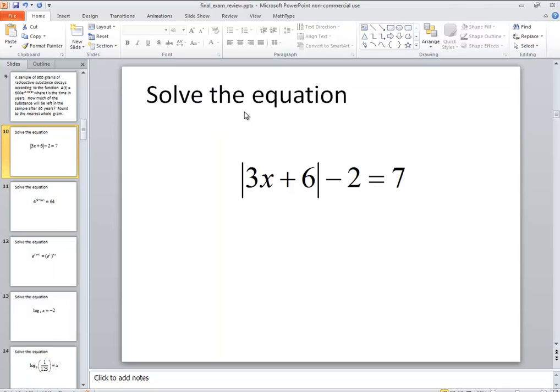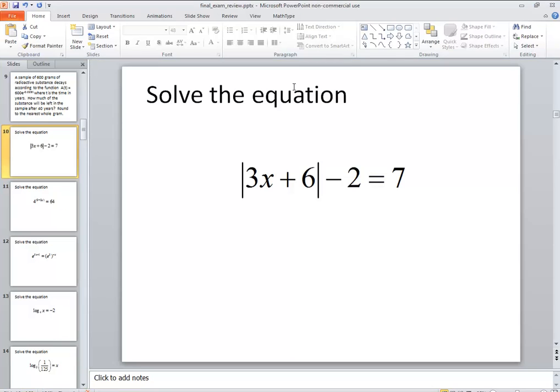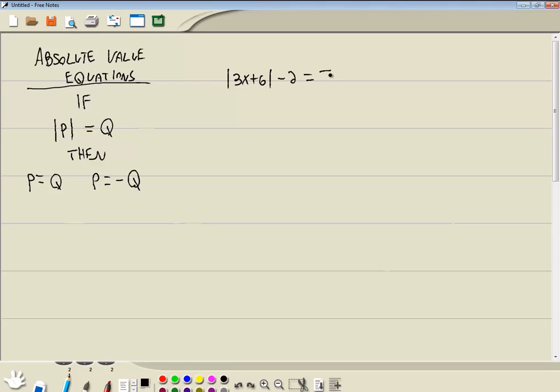So let's take a look at this problem. We've got the absolute value of 3x plus 6, minus 2, is equal to 7. Now this one does not have the absolute value by itself on one side. It has a minus 2 after it. So we're going to move it over to the right side, basically add 2 to both sides. So this becomes the absolute value of 3x plus 6 is equal to 7 plus 2. When you take anything across the equals, your sign changes, which gives us the absolute value of 3x plus 6 is equal to 9. And now it matches our formula.